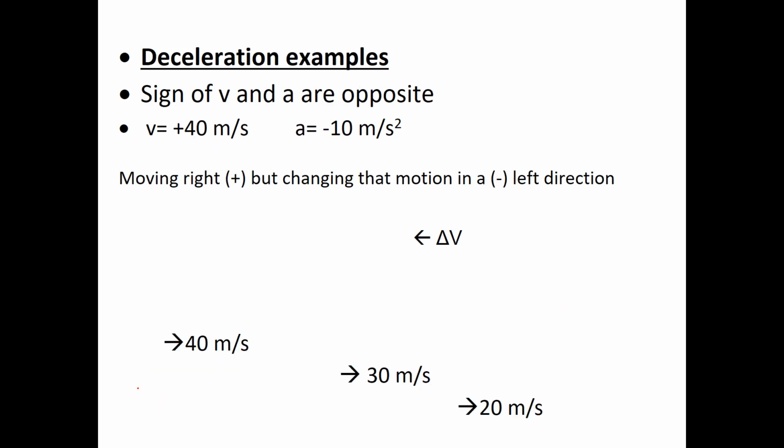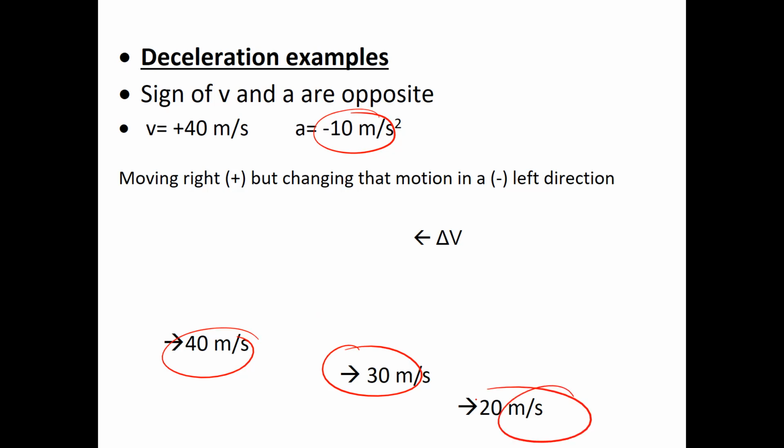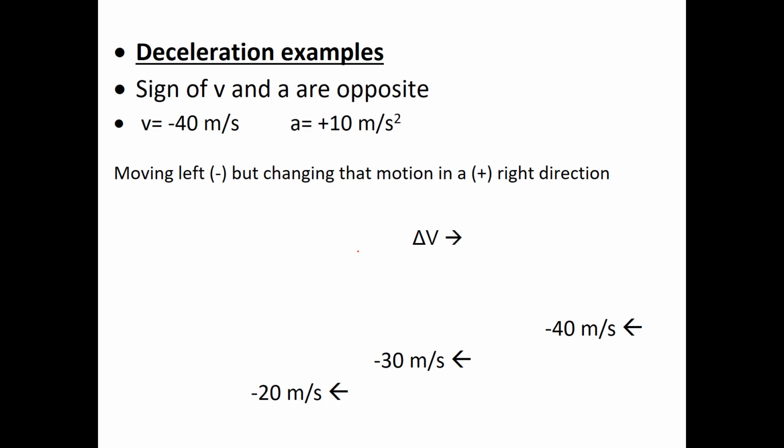It's getting faster. Here, you're starting off at 40 meters per second to the right, but you're changing that by 10 meters per second every second. So subtract 10, you're going 30 meters per second. Subtract 10, you're going 20 meters per second. And this is what that would look like. Here's an example where you're going 40 meters per second to the left, but you're changing that in a positive direction. So you start at negative 40, you add 10, you get negative 30. You take negative 30, you add 10, you get negative 20. And that car would be slowing down until it would stop.